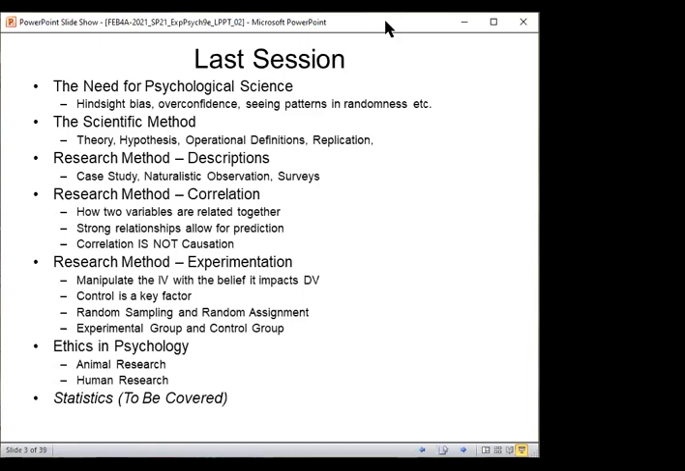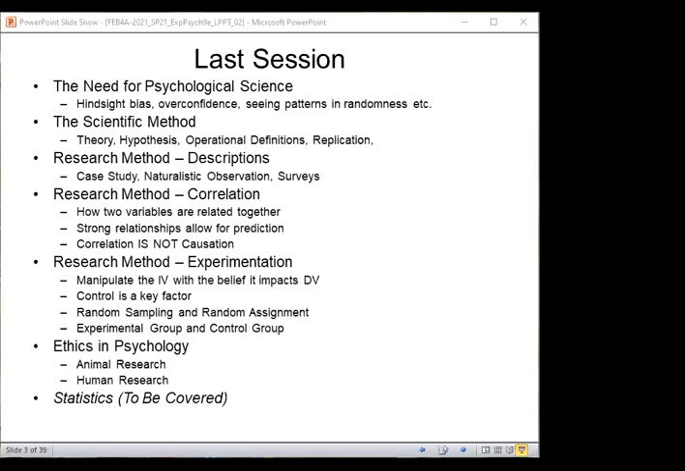Now we're going to be covering statistics today, but before I move on, are there any clarifications or questions you have from our last session or from just general knowledge? Okay, doesn't seem to be any questions, so we'll move on then.